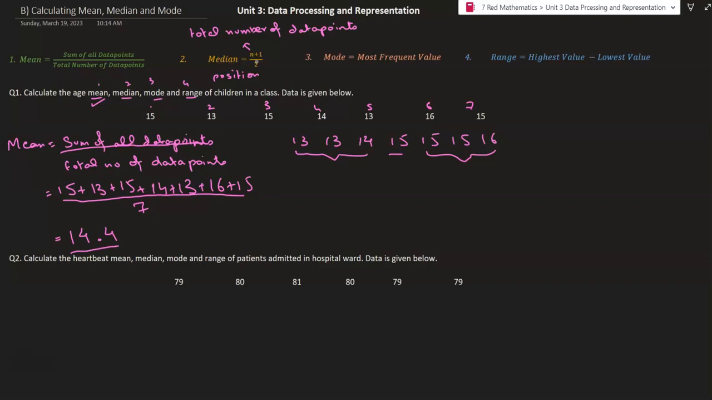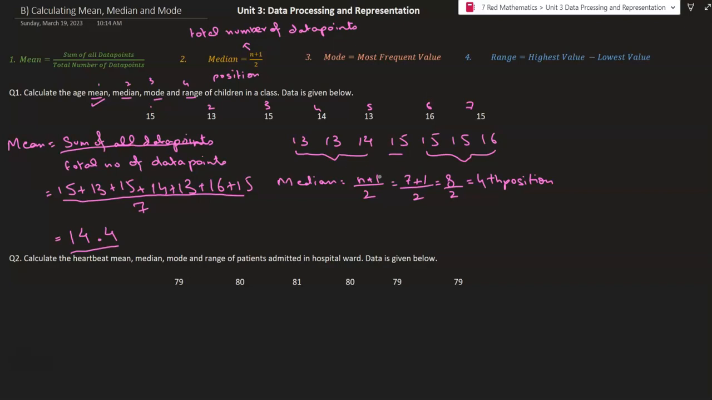But how do we use the formula? Very simple. We say median is equal to n plus 1 divided by 2. We know n is the total number of data points, and the total number of data points is 1, 2, 3, 4, 5, 6, and 7. So that's 7 plus 1 divided by 2. That's 8 divided by 2, and that's the 4th position. So remember, it doesn't give the answer, it tells you the position where the answer lies.